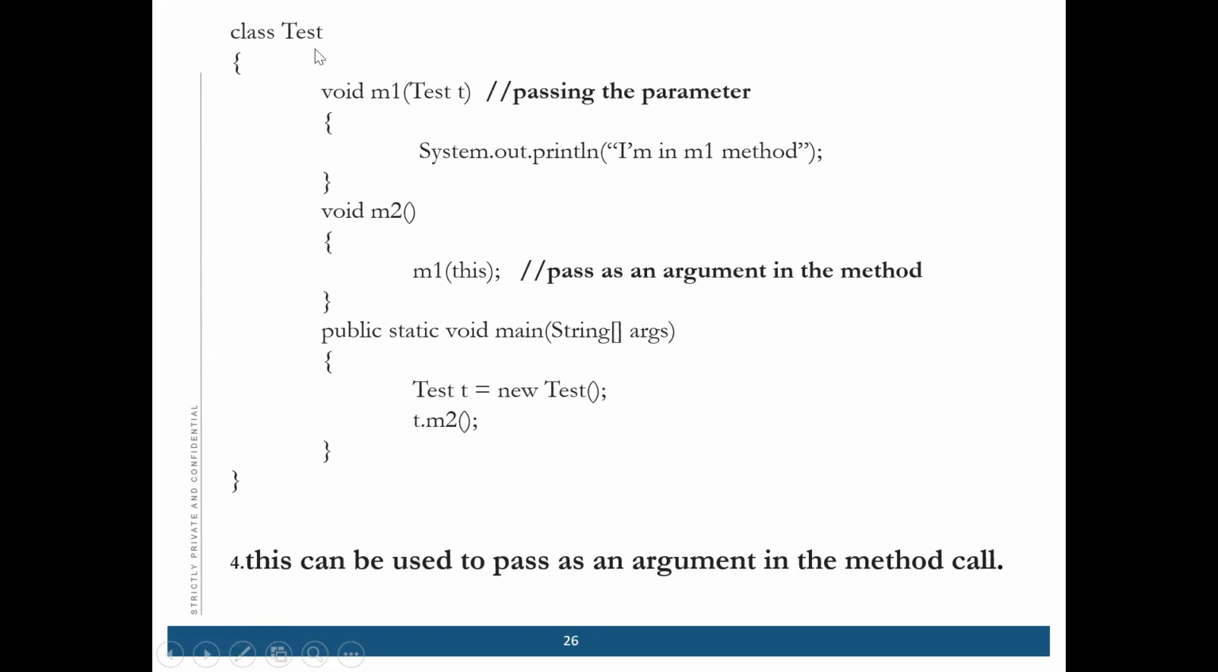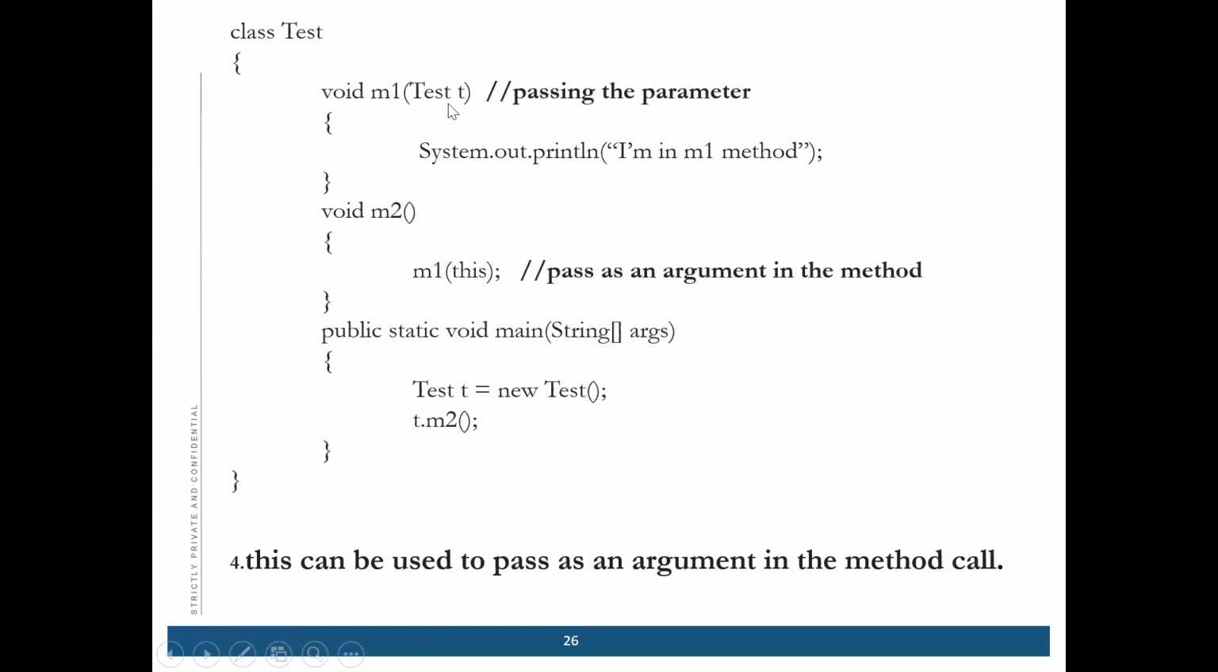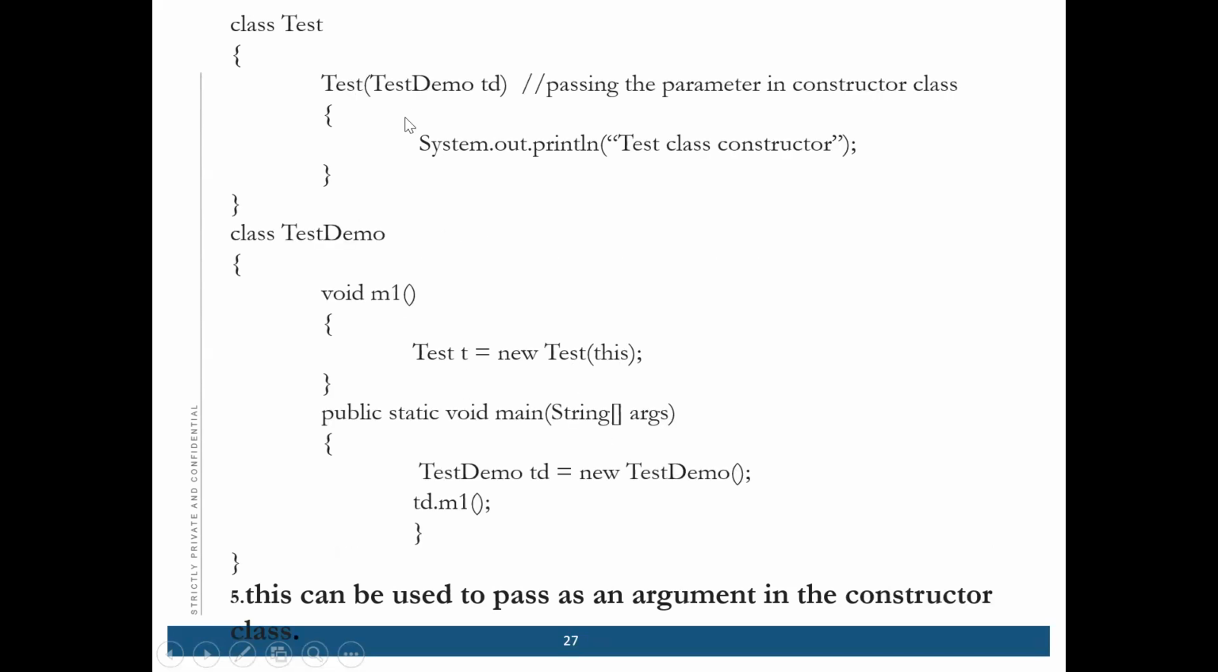Here, TD is passing the parameter in a constructor, but it is not a parameter, it is a class name and object name, right? Test demo is the class name and TD is an object. Here also we are doing the same thing: T is an object which we have created.